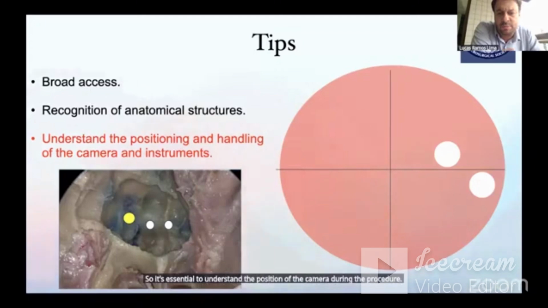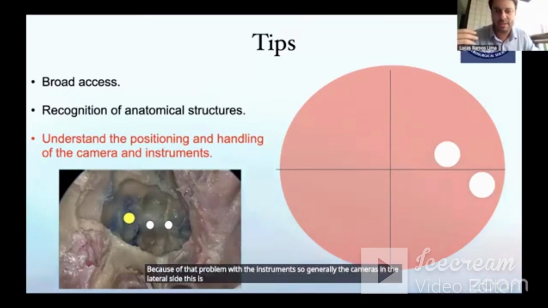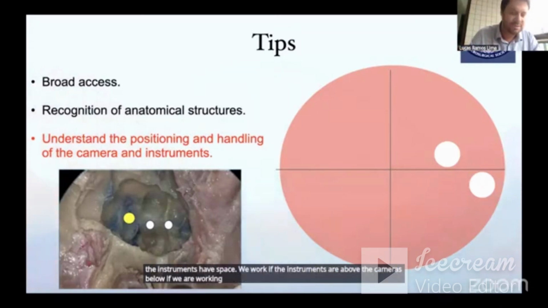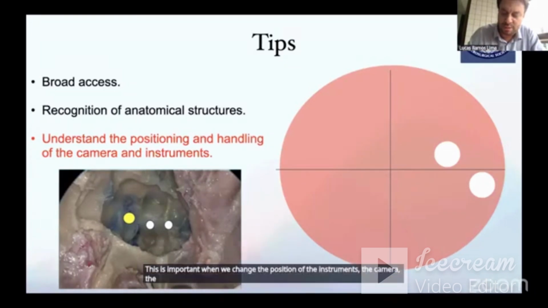So it's essential to understand the position of the camera during the procedure. We are not going to put the camera in the center of our surgery, because of that problem with the instruments. So generally, the camera is on the lateral side. This is another reason to have big craniotomies, a big opening, so the instruments have space. If the instruments are above, the camera is below. If we are working on the right, the camera is on the left. This is important: when we change the position of the instruments, the surgeon with the camera also has to change his position.